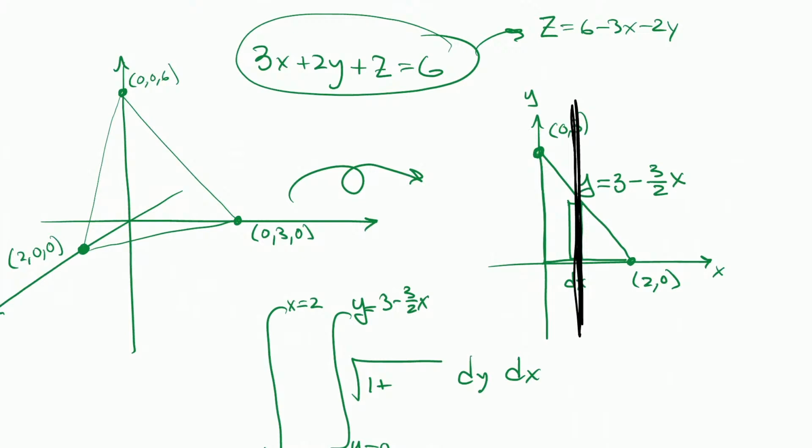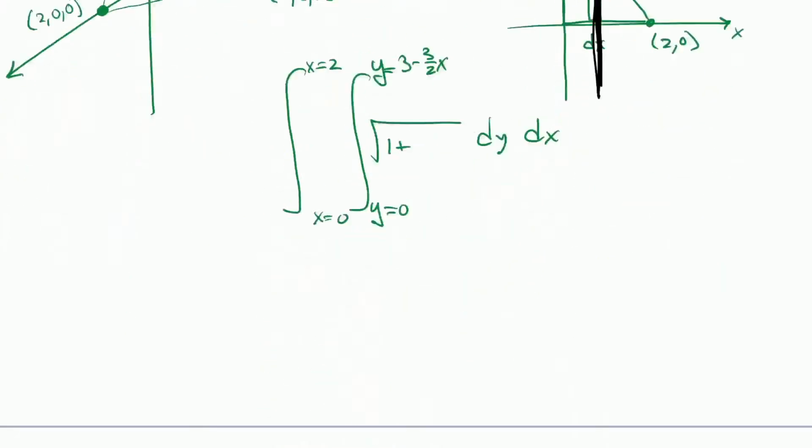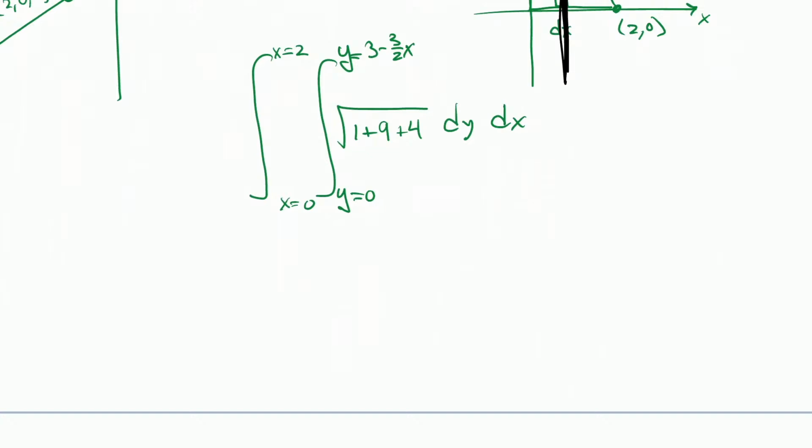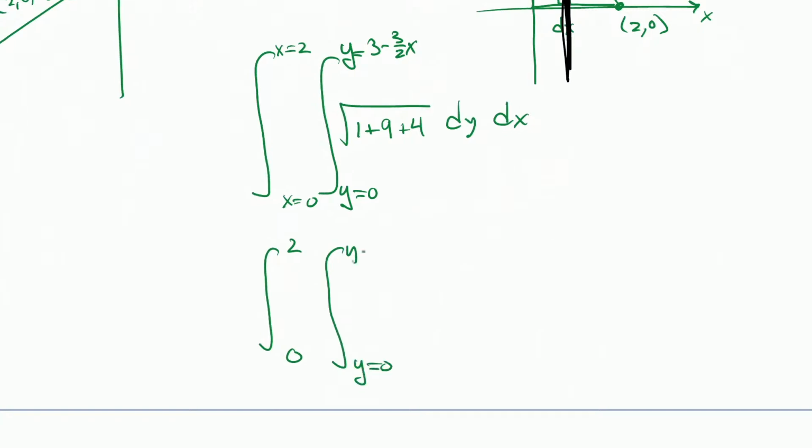The partial of z with respect to x is negative 3. The partial of z with respect to y is negative 2. Let's stick those in there. Negative 3 squared is 9. Negative 2 squared is 4. So I'm left with that. And what could be easier than a nice constant integrand? It would be nice if the limits were constants as well, but they aren't.